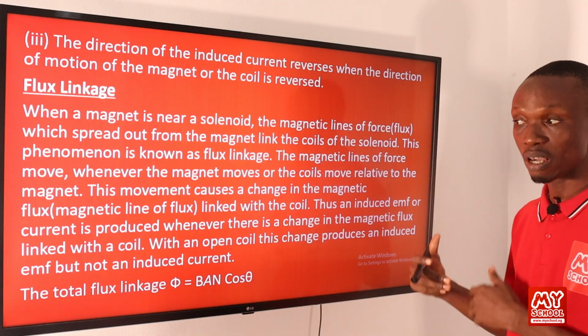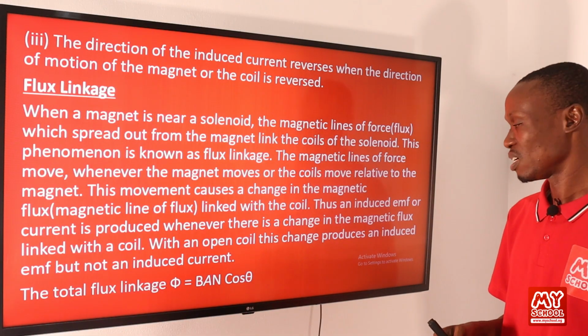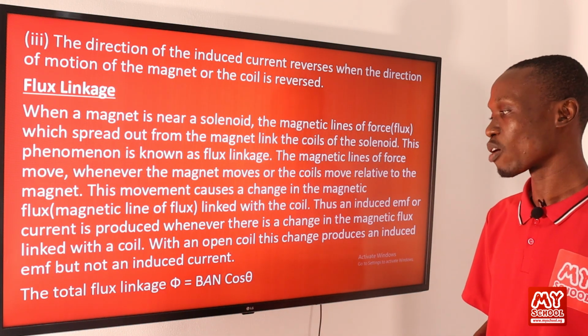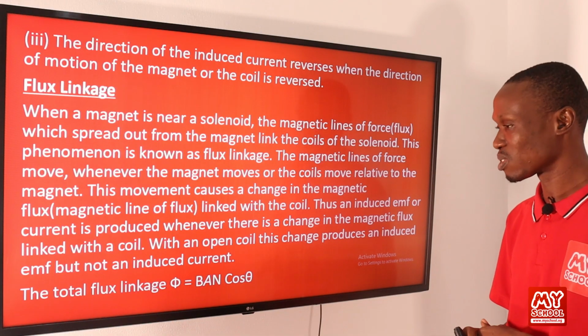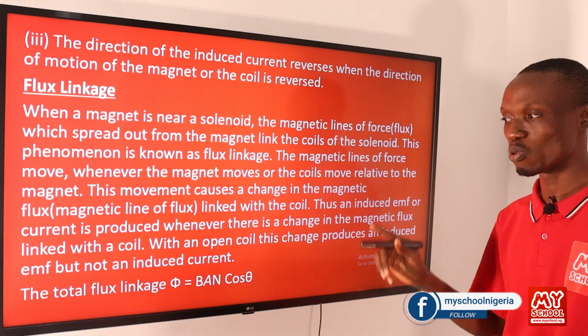Thus, an induced EMF or current is produced whenever there is a change in the magnetic flux linked with a coil. With an open coil, this change produces an induced EMF, but not an induced current.